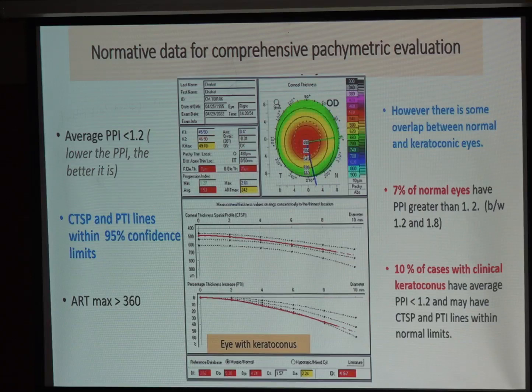The other thing to remember is, this is the map of a keratoconus patient. So you see that the bottom line is going a little below, right? The thing to remember is that there is always an overlap between abnormal and normal eyes. There will be some eyes which have some abnormal parameters, but the other parameters are normal. So 10% of cases with clinical keratoconus may have a normal pachymetric progression index, while others may be abnormal. It's impossible for you to go into all these parameters. Just remember that there is always some overlap between normal and abnormal eyes, and it is the distribution of the pachymetry which is more important than the central value.